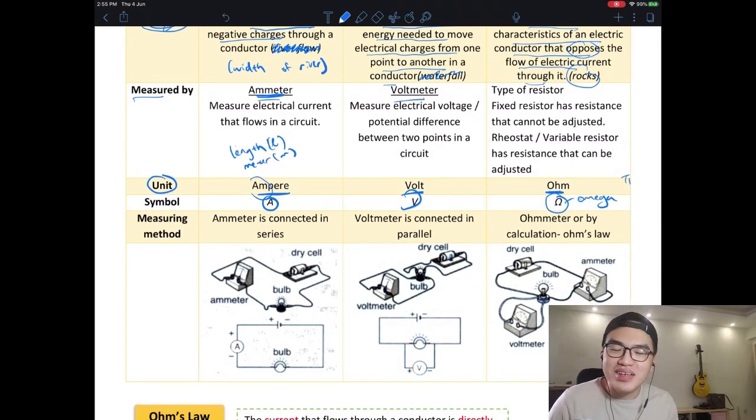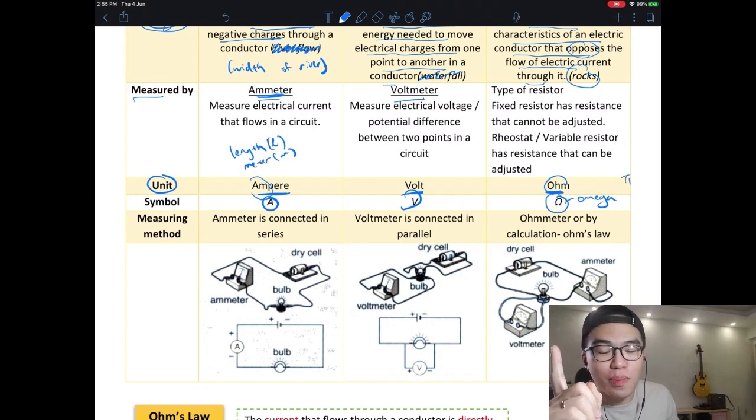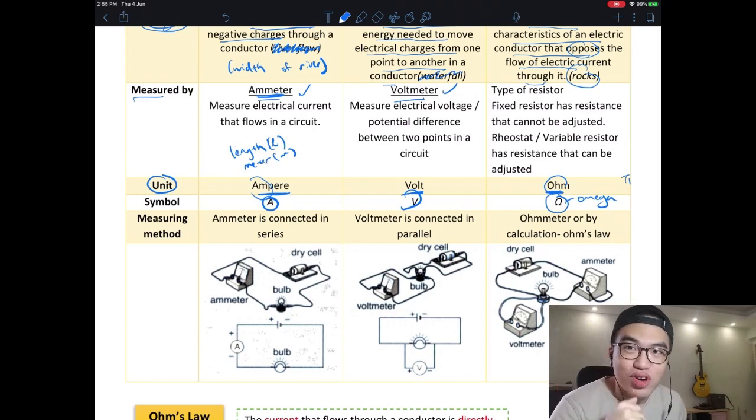Very simple. And then for ohm, do you use an ohm meter? Yes, we use an ohm meter, but you don't need to use it. We can calculate ohm by using the ammeter and voltmeter. As long as you have these two, we can calculate the resistance. How? We'll talk about this later. Calculation is the main part of this chapter, of this part anyway.